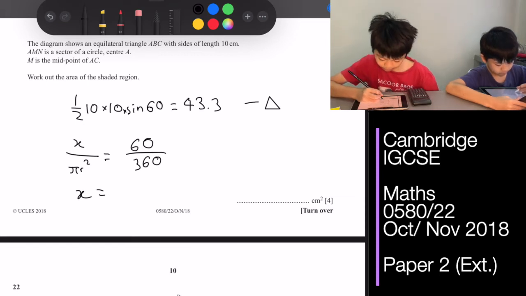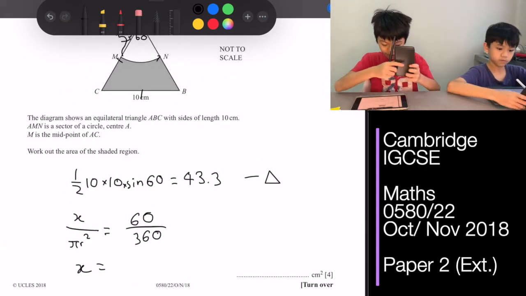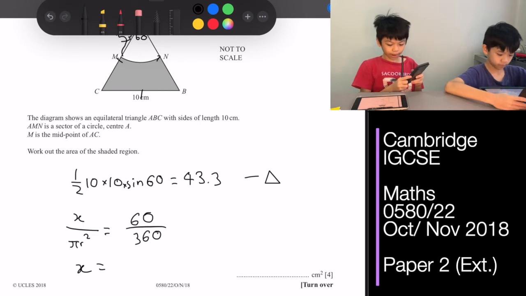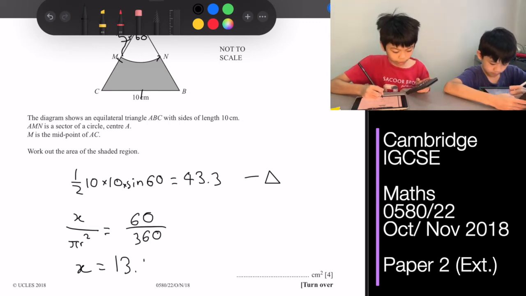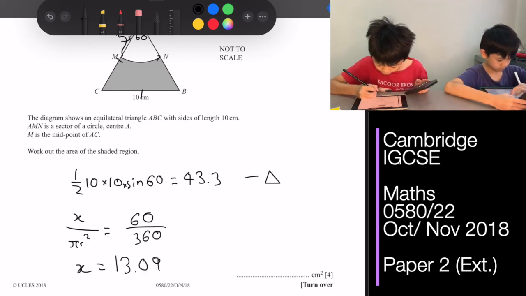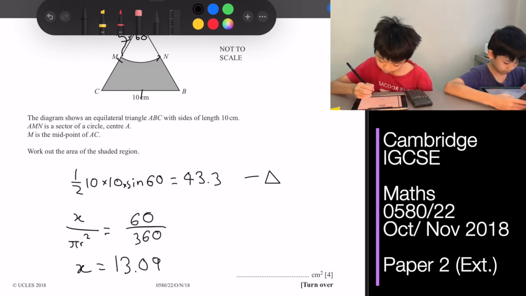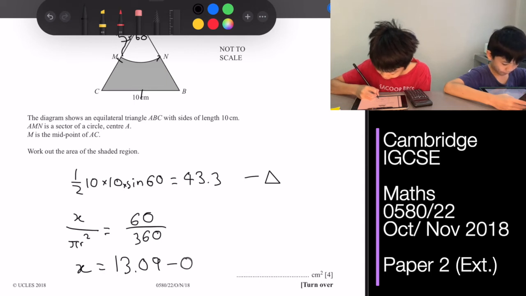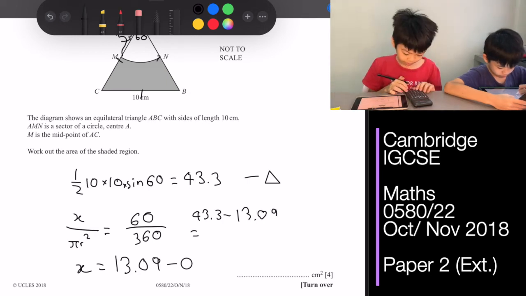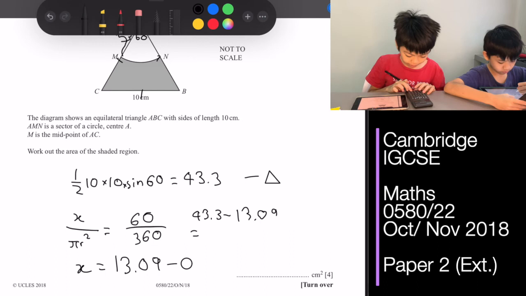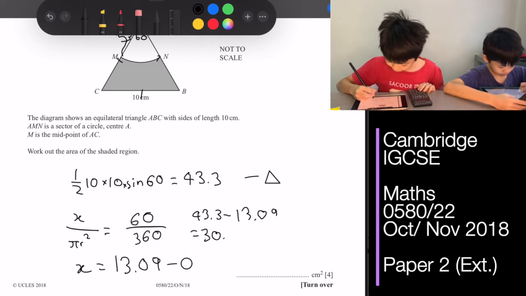So firstly, what's r? r is 5, so then 5 squared times pi multiplied by 60 over 360, which is 13.09. x is 13.09. Then now you need to take, this is like the circle. Then 43.3 minus 13.09 will give us 30.2.